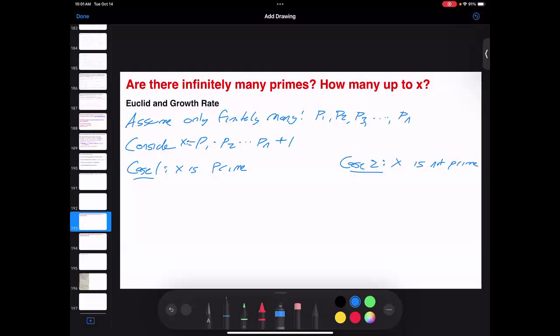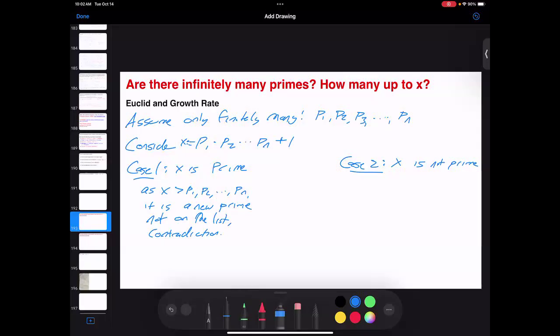If X is prime, could that list have been complete? No. We listed all the primes. X is clearly larger than all the primes. As X is greater than P1, P2, ..., Pn, it is a new prime, not on the list. Contradiction. Okay. So case 1 can't happen.